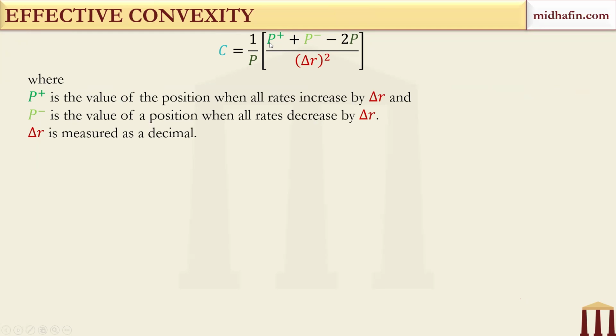P plus is the price of the bond when the interest rates increase by delta R. P minus is the price of the bond when the interest rates decrease by delta R, and P is the price when there is no change in the interest rate, that means the current price. This numerator can be simplified as P plus minus P and P minus minus P. That means the change in the price of the bond when the interest rate increases, and the change in the price of the bond when the interest rate decreases, divided by the delta R squared value. That gives us the value of convexity.